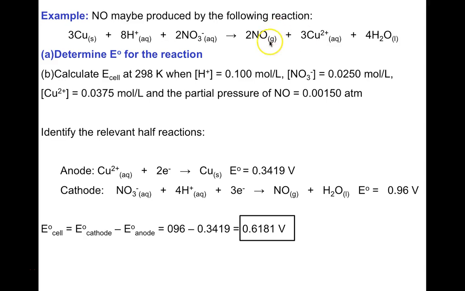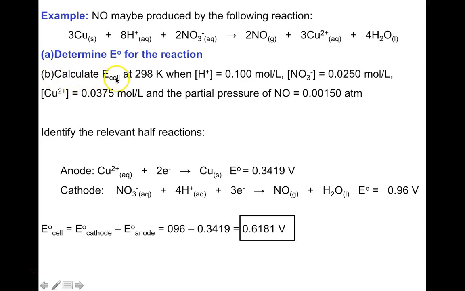It takes a little while to kick off, but you get nice bright changes in color and all of this brown gas being formed. This question is asking us to determine E0 for this reaction. We're going to use standard reduction potentials to do this.